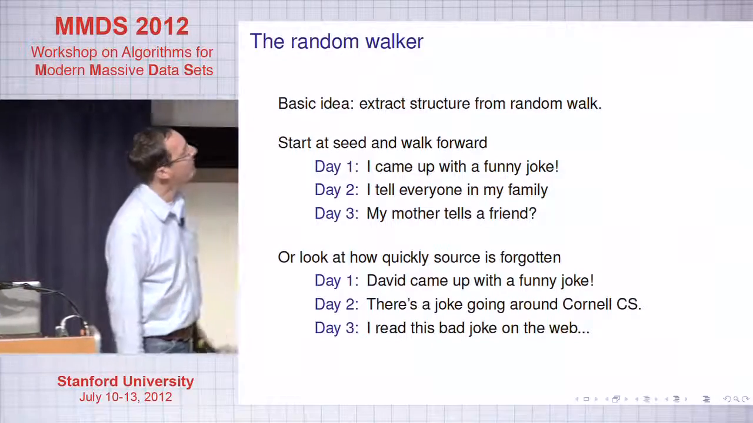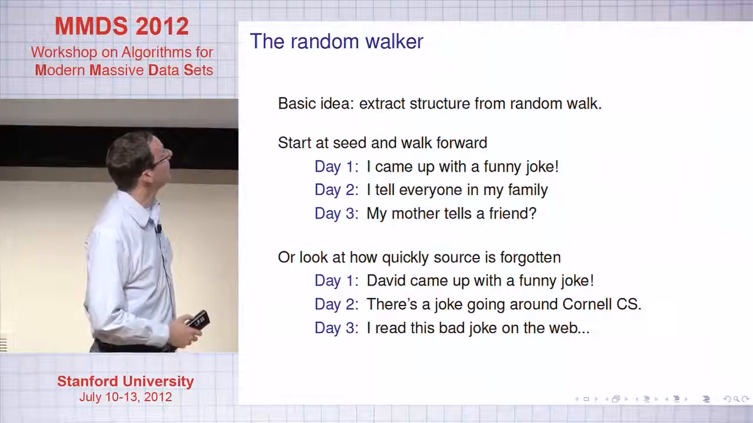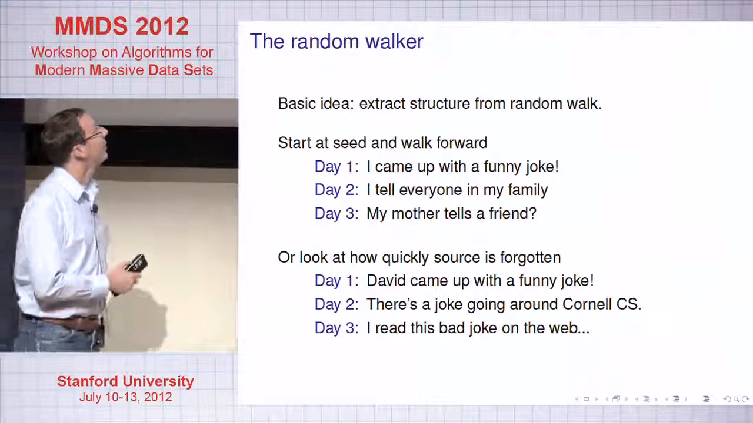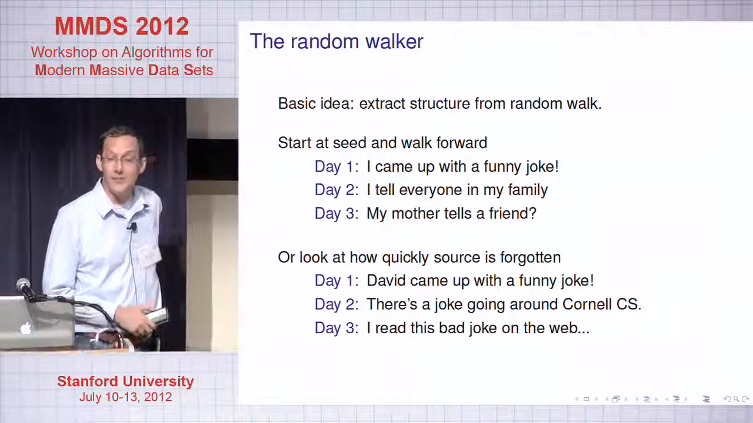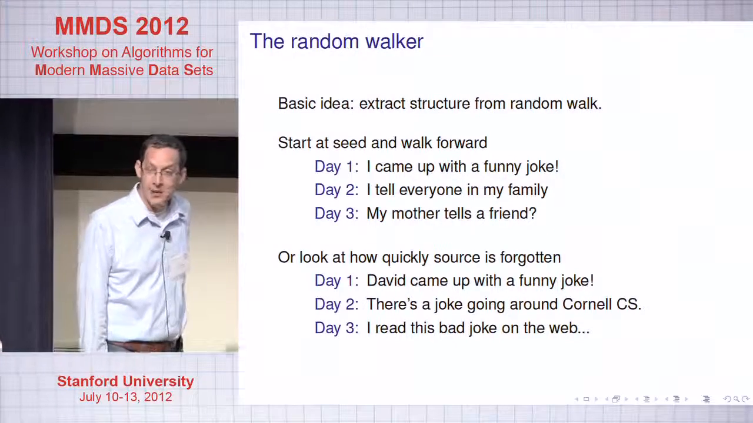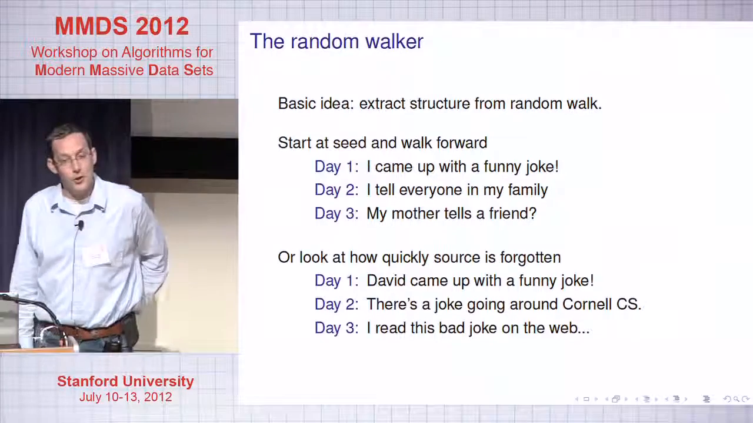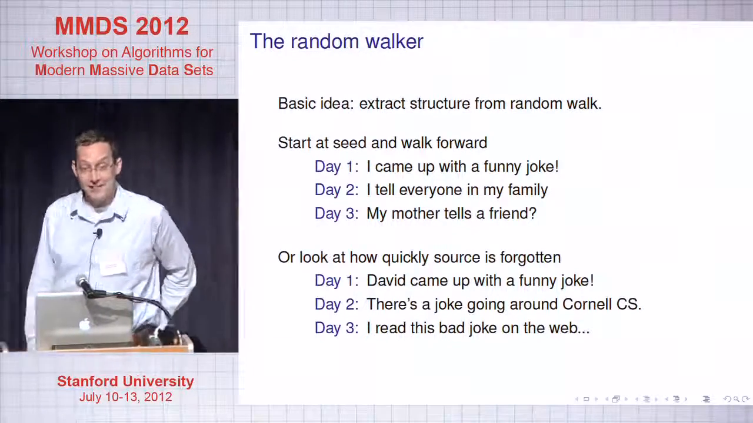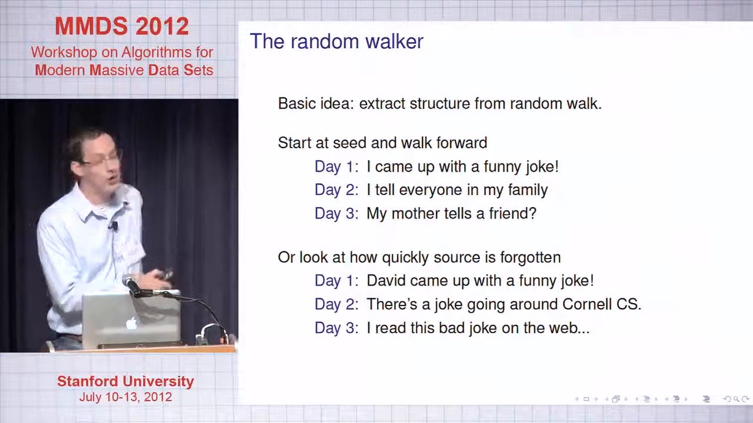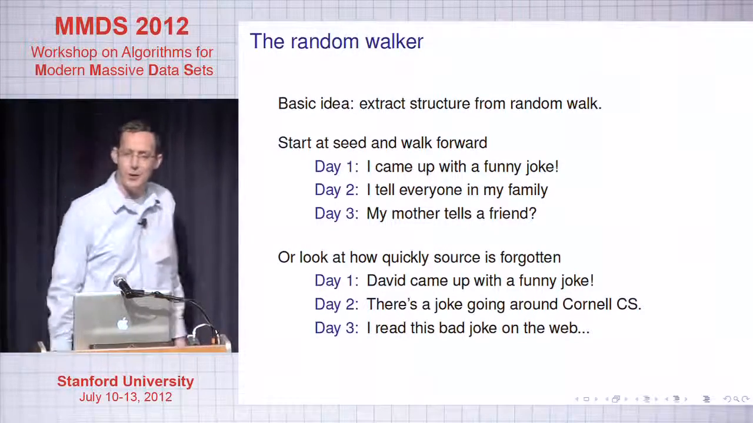Let's suppose that I came up with a joke, right? It happens from time to time. Fortunately, not too often. So I come up with a joke which I think is funny. That's day 1. Day 2, everyone in my family knows this joke, and maybe by day 3, my mom has told someone else. So you can plot out who is in my family by who knows this joke after a certain period of time. That's thinking about things diffusing forward.